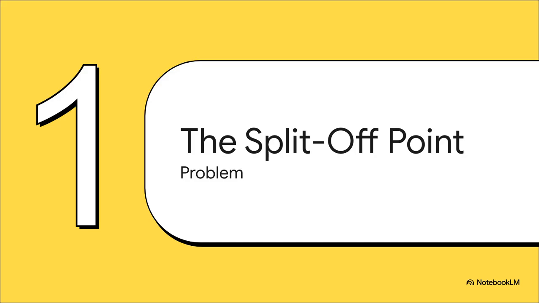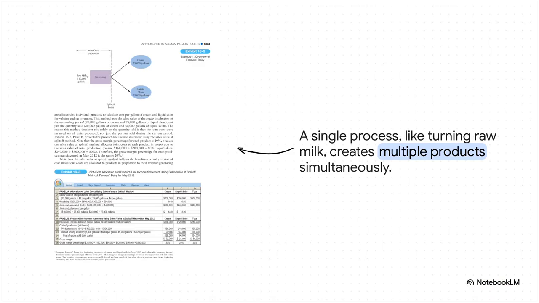Okay, first things first, we have to wrap our heads around the core problem that every accountant runs into when you've got products that are basically born together. It's called the split-off point problem. Just imagine you're running a dairy. You take a whole bunch of raw milk and pour it into a machine. After some whirring and processing, two completely different things come out. You've got this rich cream, and you've got liquid skim.